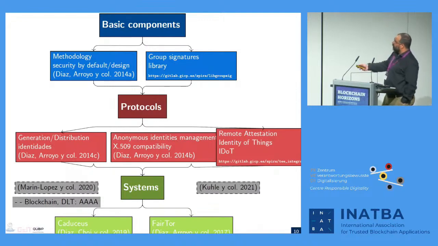Then we need to conduct proper generation and distribution. Sorry, there is a word there in Spanish. This thing of mixing languages with a lot of presentations happens, this kind of problem. So this is a protocol in order to generate and distribute the privacy respectful identities. Then we have the proper implementation of the privacy respectful identity management layer. And then we can also implement remote attestation to have identity of things.